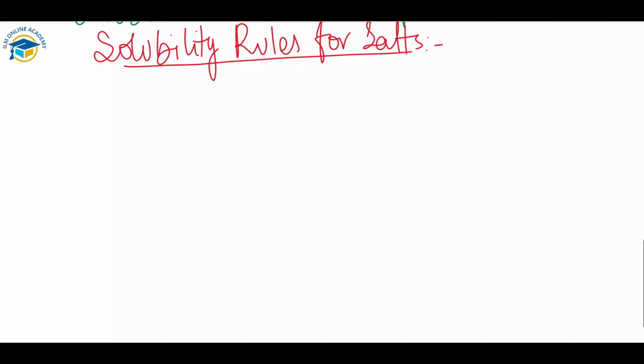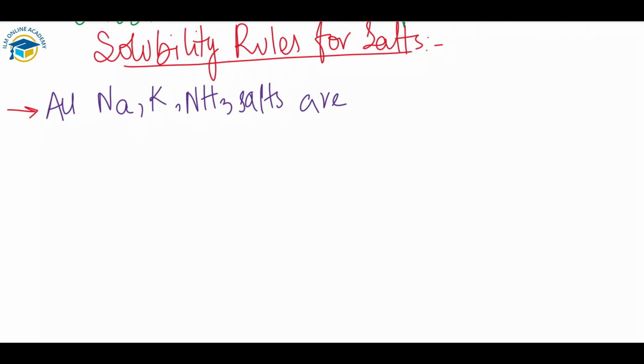The first rule for the solubility of salts is that sodium, potassium, and ammonium salts are soluble. All sodium, potassium, and ammonium salts are soluble. So you should remember all these rules for the soluble salts and also for the insoluble salts. All the nitrates are soluble.